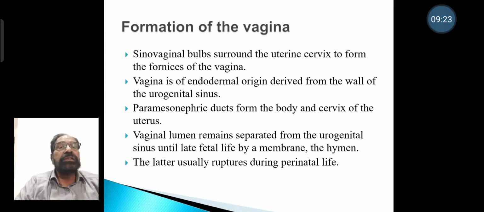Sinovaginal bulbs surround the uterine cervix to form the fornices of the vagina. The vagina is of endodermal origin, derived from the wall of the urogenital sinus. The paramesonephric ducts form the body and cervix of the uterus. The vaginal lumen remains separated from the urogenital sinus until late fetal life by a membrane called the hymen. The latter usually ruptures during prenatal life.